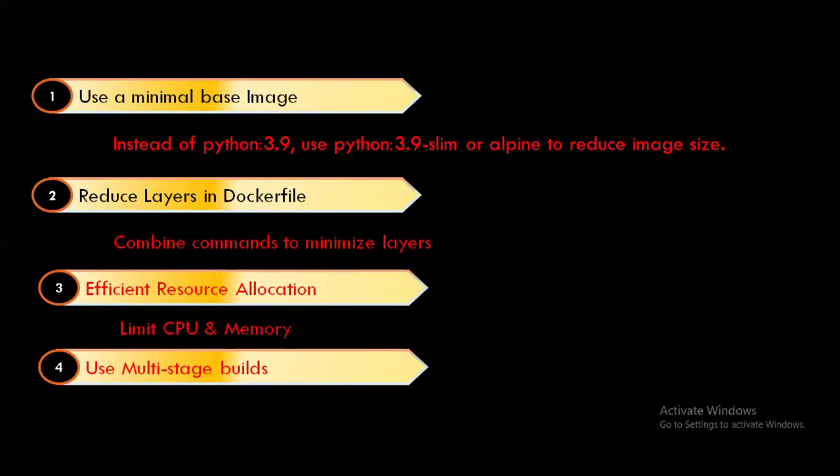Okay. And the next thing is, why do we need to reduce layers? Every layer increases the image size and it slows down the builds. Okay. Hence, reducing the layers makes your images smaller and efficient. Okay. So the classic example is, for example, you have written something like RUN apt-get update, and then the next line RUN apt-get install -y curl, and then the next line you write RUN pip install -r requirements.txt, right?